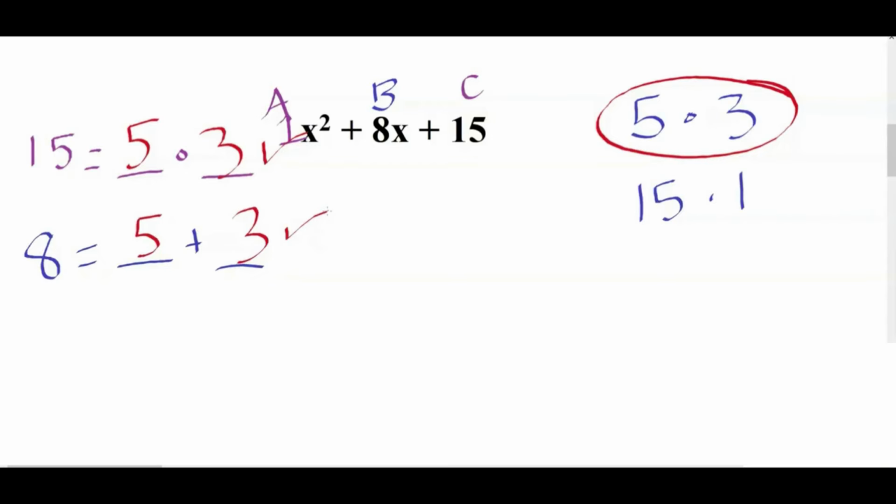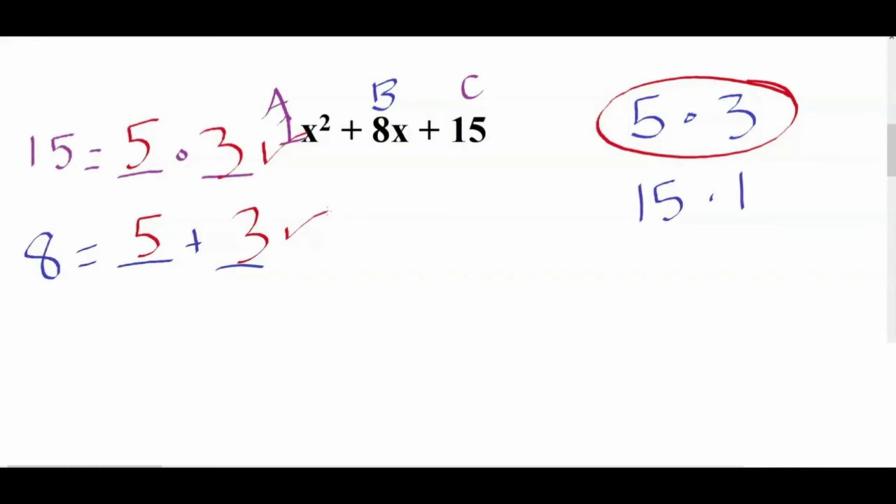It wouldn't work. And I'm dealing with all positive numbers right now, so I know the signs are going to be the same. So 5 times 3 does multiply to 15. 5 plus 3, it does add to give me the b term. So it's always what multiplies to AC and adds to b. That's how I'm starting this whole process out. And now there's going to be different scenarios here eventually, but right now that's all I'm doing.